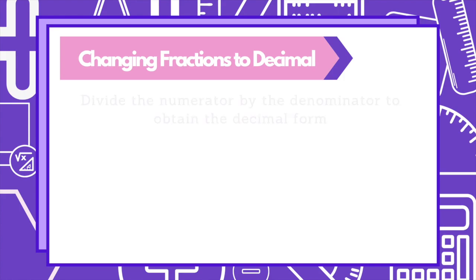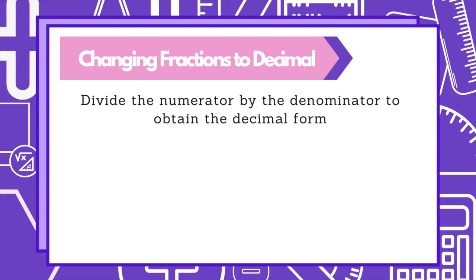To change a fraction into a decimal, all you have to do is to divide the numerator by the denominator. Now for example, we have 6 over 10. Now recall that 6 is our numerator and 10 is our denominator.